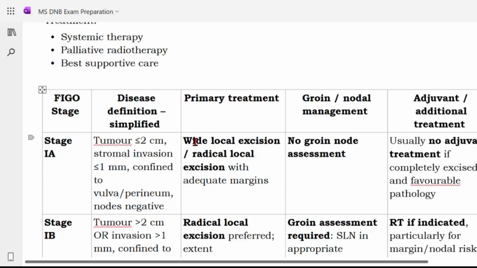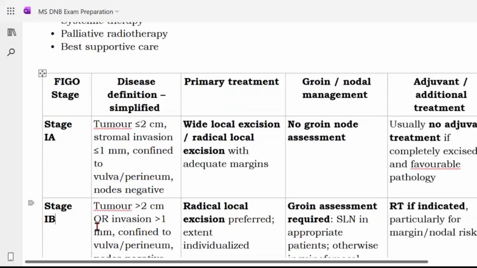Here, wide local excision or radical local excision with adequate margin. Groin node management: no groin node assessment is required. Then you don't have to do any assessment. Usually no adjuvant treatment if completely excised and has a favorable pathology. So stage 1A, only wide local excision is more than sufficient, no groin node and no adjuvant.